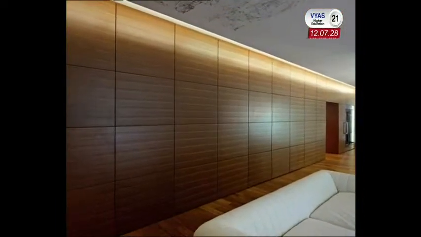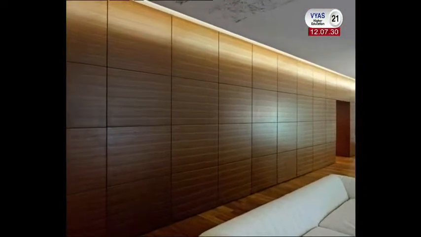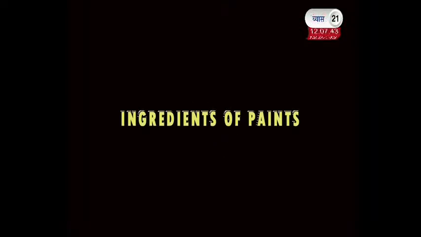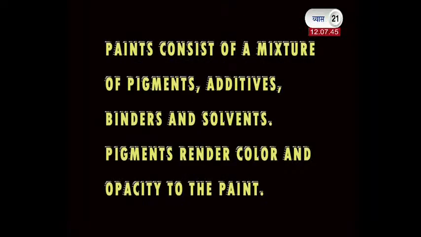The following are the major types of wall finishes and their general characteristics: plaster, paneling, paint, wall covering. Paint. Ingredients of paint. Paint consists of a mixture of pigments, additives, binders and solvents.